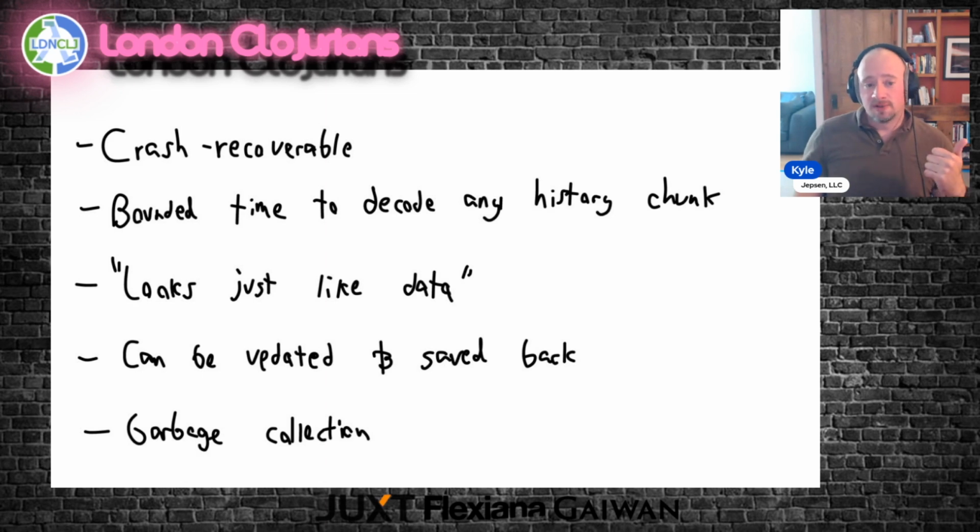I get crash recoverability. I have a bounded time, about 50 milliseconds, to decode any chunk of the history. So if I want to look at just the first few operations, it's really cheap. It behaves exactly the same as a regular map, as a regular vector. You can associate onto it. All of the existing code works as is. And if you update it, we store pointers in the metadata that let you write it back to disk, and it will reuse the existing on-disk pointers to unchanged structure. Also, there's a garbage collector.